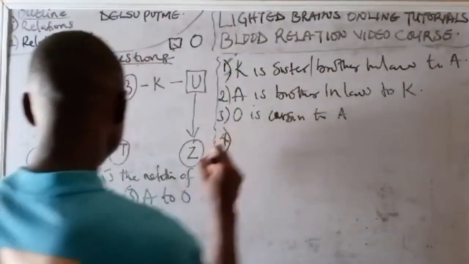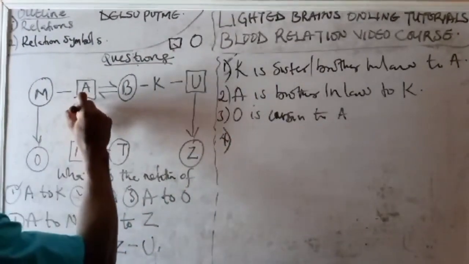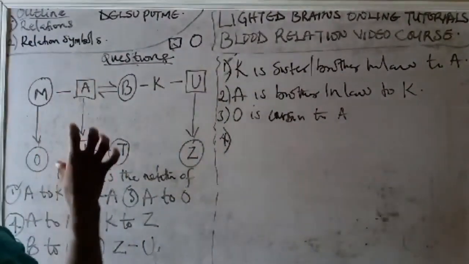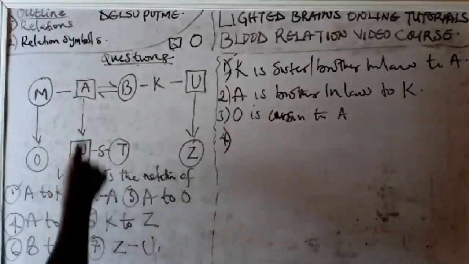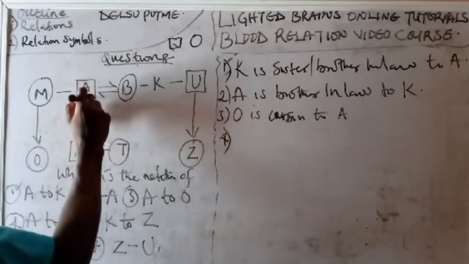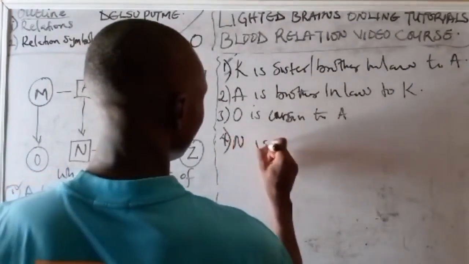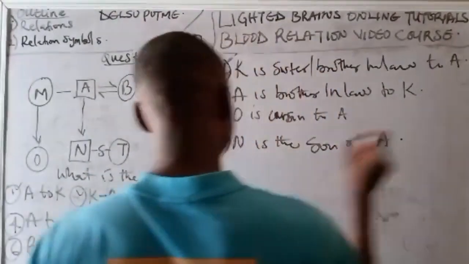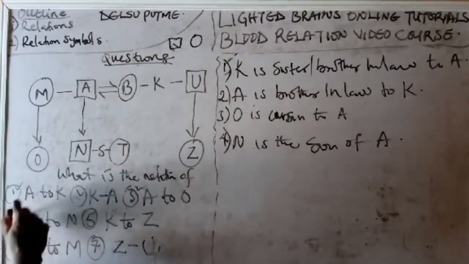So 4, we have A to N. A to N, all right? What's the relation? That is, from A, what can we call N? All right. N is the son of A. Do you understand now? This is it. So whenever you see something like this, the arrow goes down, it's what? Son. So we can say that N is the son of A. Do you get? That is number 4. We've solved number 3, we've solved number 4.